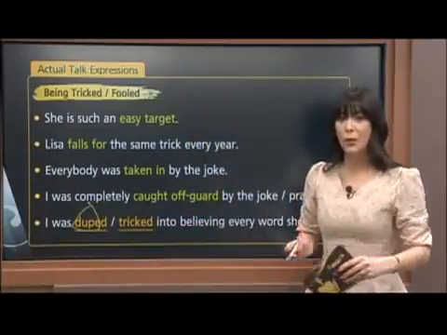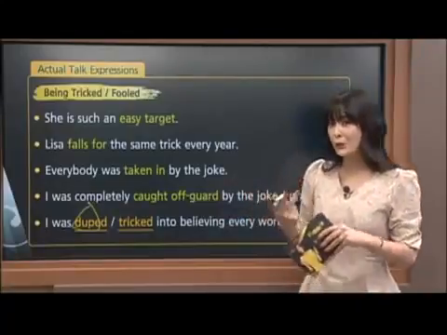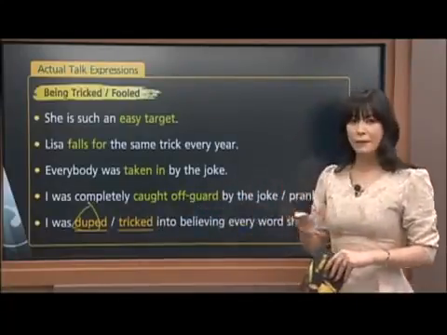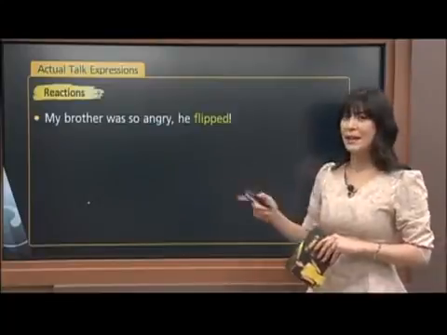For example, gullible or an easy target. But if you say I was duped, it means I was tricked. So I was duped or I was tricked into believing every single word she said. I believe what she was saying. Reactions. Let's talk about how people react, okay?